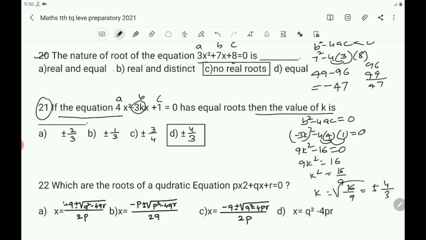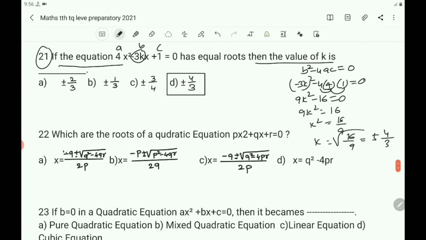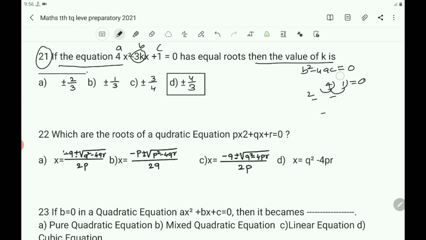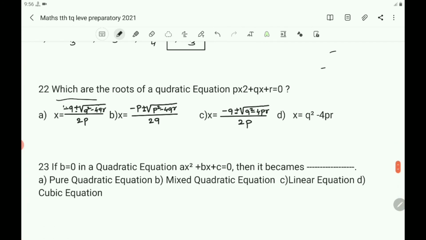Next let us take question number 22. Which are the roots of a quadratic equation px square plus qx plus r equals 0? Here ax square plus bx plus c is the standard form, but in the place of a, p is there. In the place of b, q is there. In the place of c, r is there. So you know the roots of the quadratic equation ax square plus bx plus c equals 0. So what is that root? X equals minus b plus or minus root of b square minus 4ac by 2a.